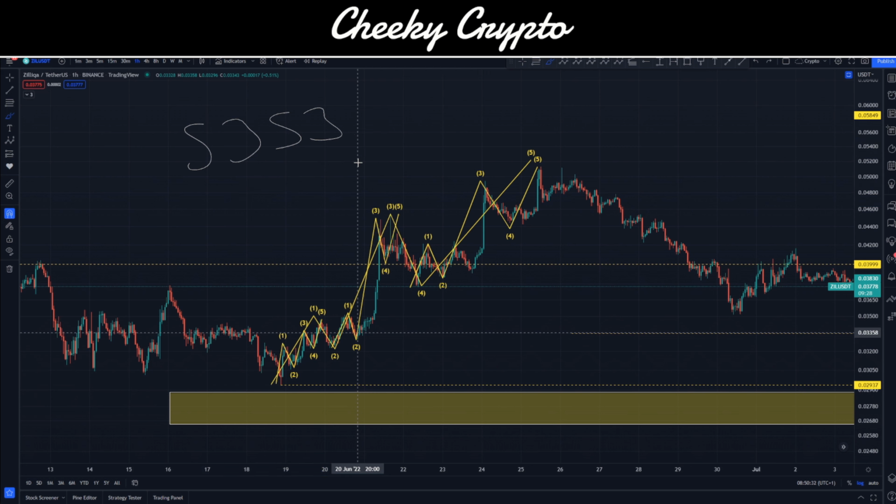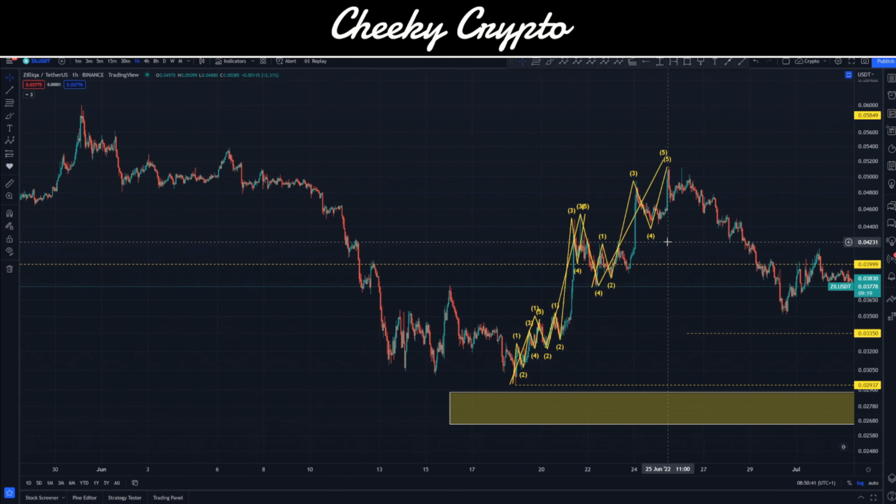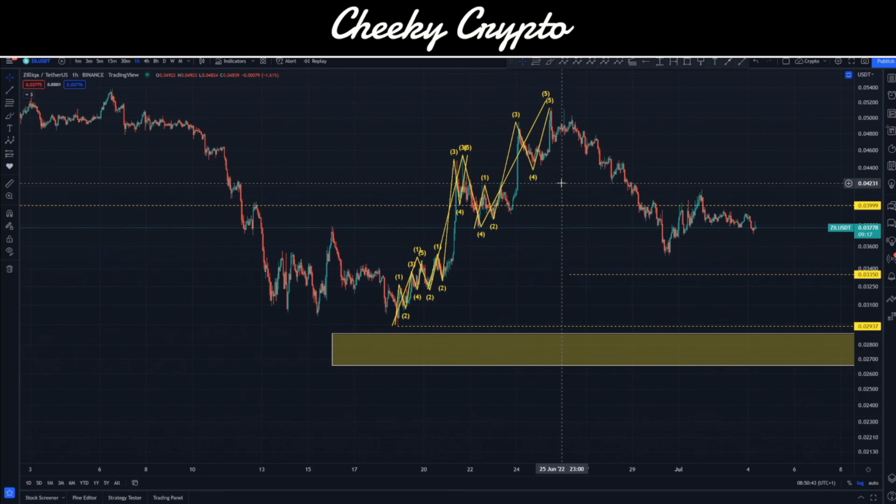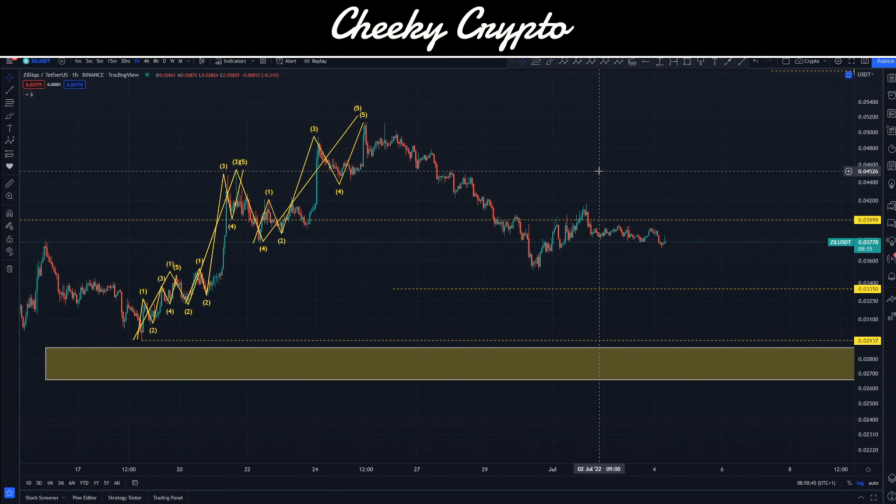Now, normally a 5, 3, 5, 3, 5 structure, that's it complete, right? And then you look for corrections. You usually would expect a 3-wave correction to follow. This could be a zigzag, which is a 5-3-5 sub-wave count of an ABC, for example, but it's usually just 3 waves.